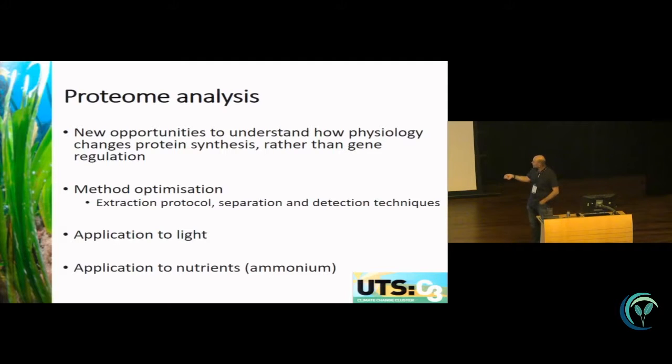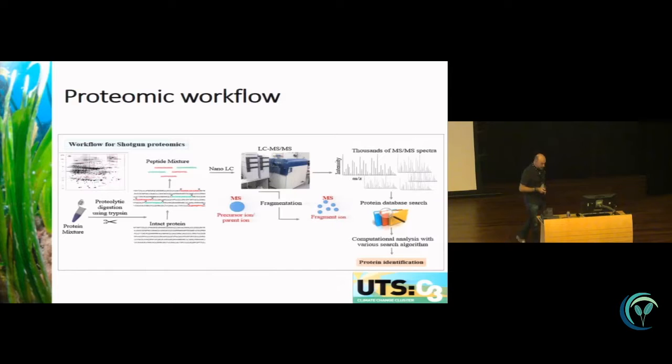I'm going to show you two data sets, application to light, so this will be our third low light experiment, and I'll show you another one with ammonia. So, for those that aren't aware of proteomics, in a nutshell and really quickly, you run a 2D gel, you cut your spots out, you digest them, you bust them into peptides, you run them through a mass spec.